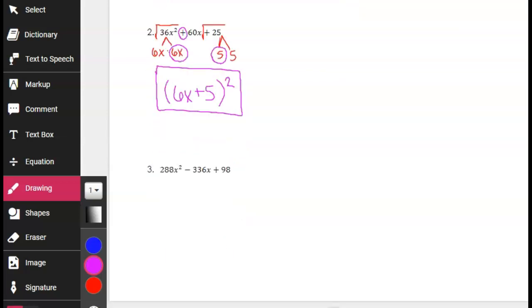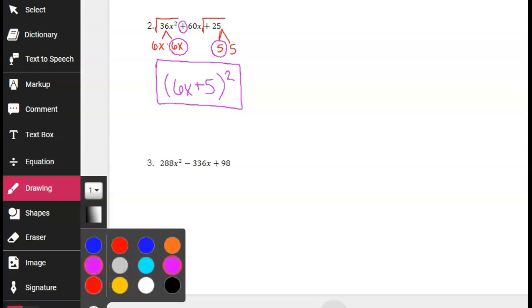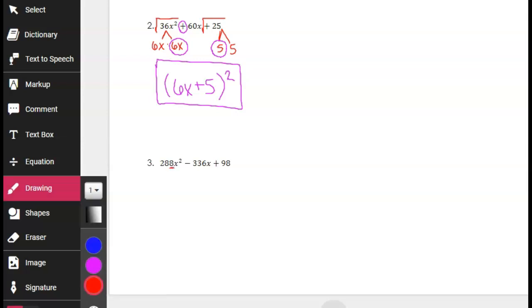Last problem. Now I know right off the bat that 98 is not a perfect square, but I notice that the ending digits here are an 8 and a 6 and an 8. So all three of those terms are divisible by 2 because they're all even. So I have checked for a GCF and I've determined that there is one, and it's 2.